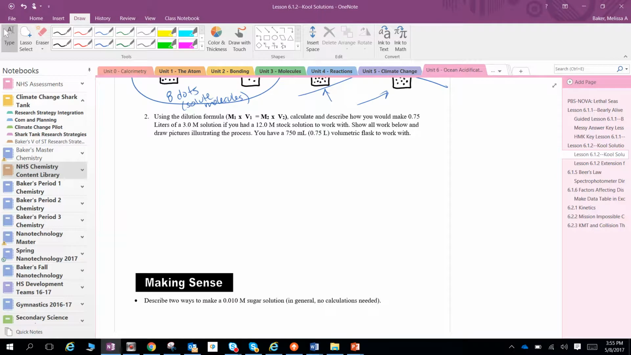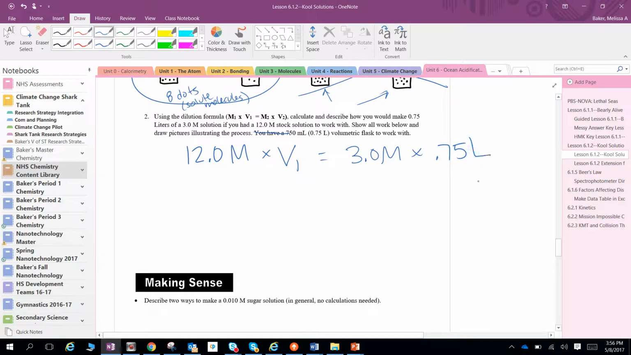Let's do one more question. What if you want to make 0.75 liters of a 3 molar solution, and your concentrated stuff is a 12 molar stock solution? So that's going to be my M1. I don't know how much of it I need to work with in order to make my 3 molar solution, and I want to make 0.75 liters of it. So first thing I'm going to do is divide both sides to get V1 by itself. And V1 here comes out to be 0.19 liters.